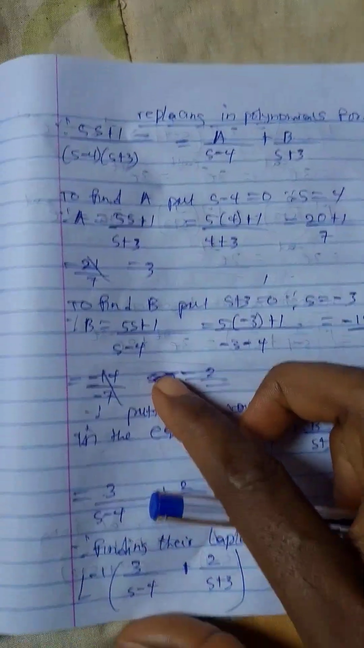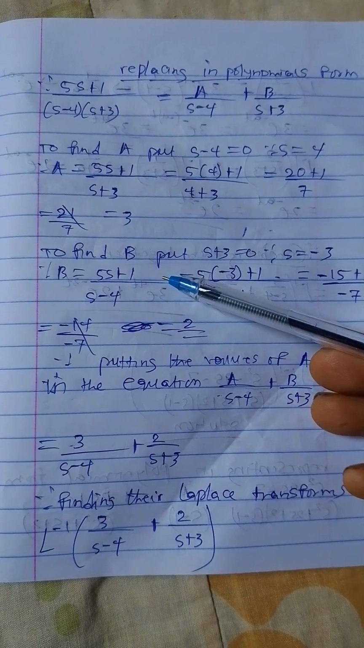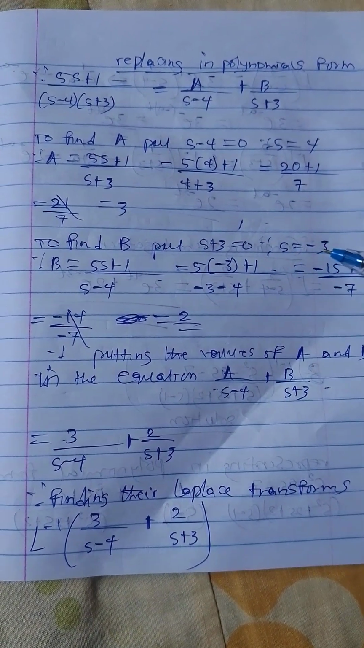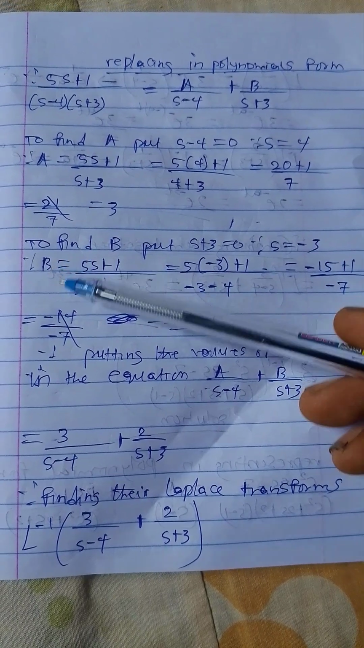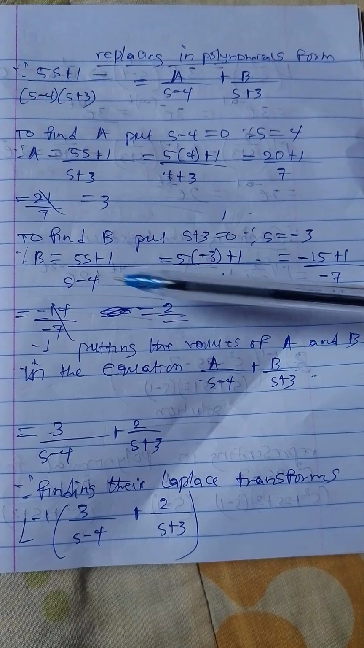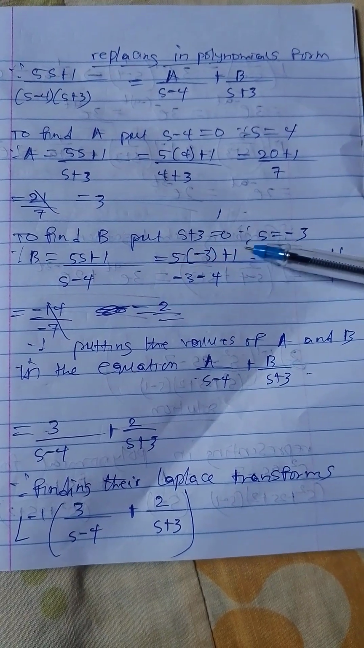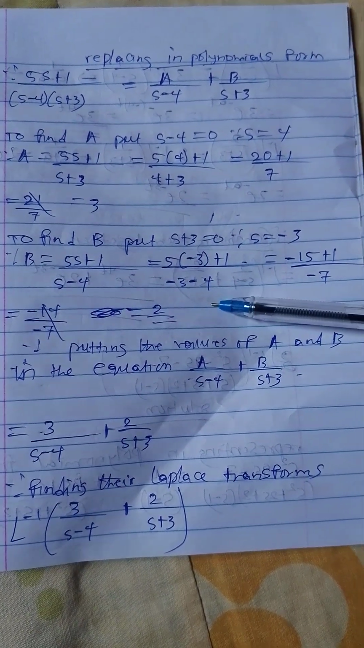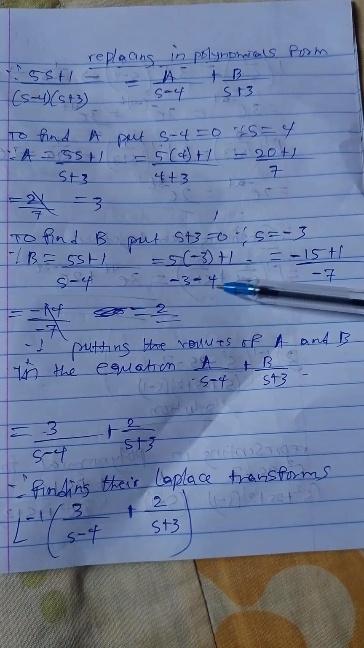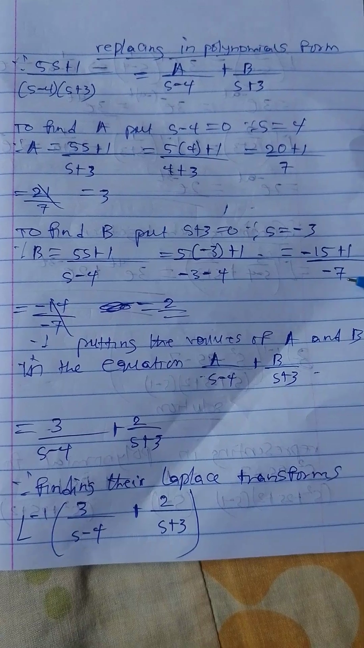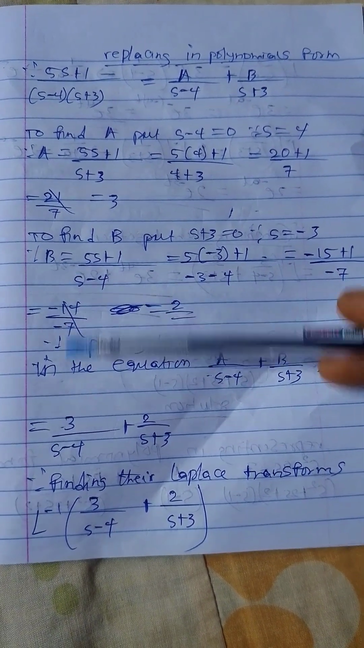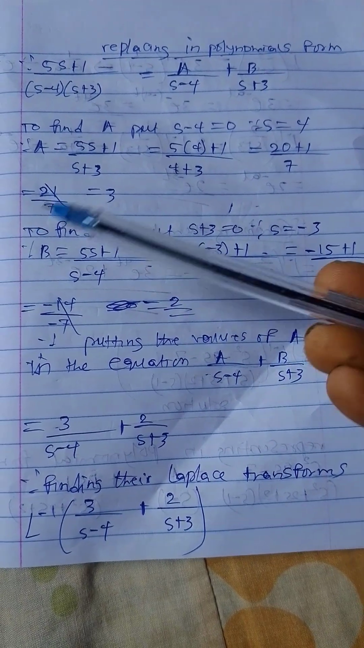So this divided by this gives me 3. Okay. Next thing is to find b. To find b, put x plus 3 equal to 0, so x equals minus 3. After doing that, b is equal to 5x plus 1 all over x minus 4, which equals 5 times minus 3 plus 1 all over minus 3 minus 4, which is minus 15 plus 1 all over minus 7. That gives minus 14 all over minus 7. Cancel out, this equals 2. Therefore b is equal to 2.